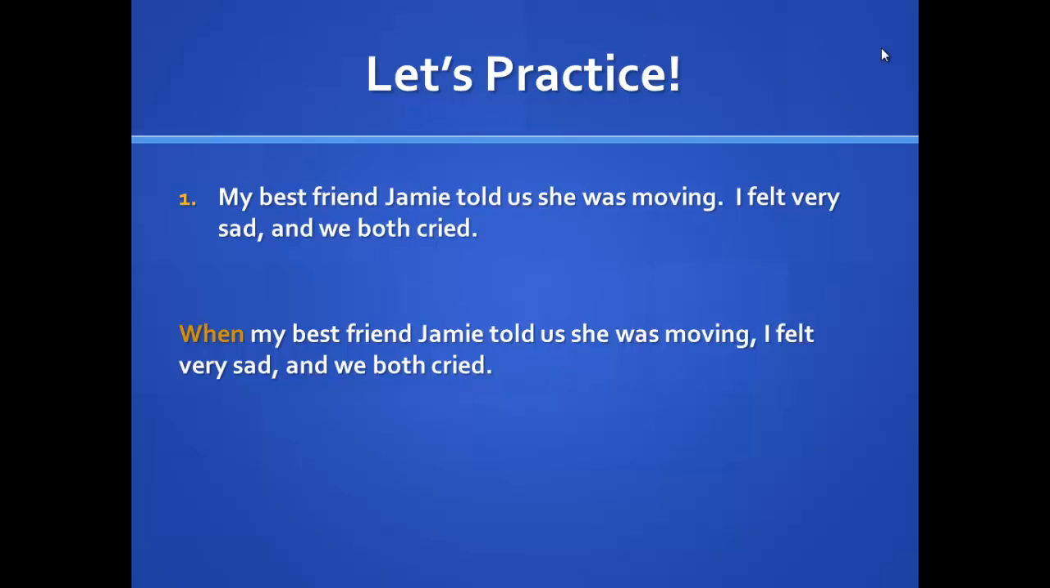So really, to do this, I've just combined the two sentences from the initial example. My best friend Jamie told us she was moving, sentence 1. I felt very sad and we both cried, sentence 2. I've just combined them, and in order to combine them, I began the first sentence with a subordinating conjunction. For this activity that you are going to do with this lesson, you are going to follow the exact same procedure. And you are guaranteed to have the first one correct, since this is the answer to number 1.